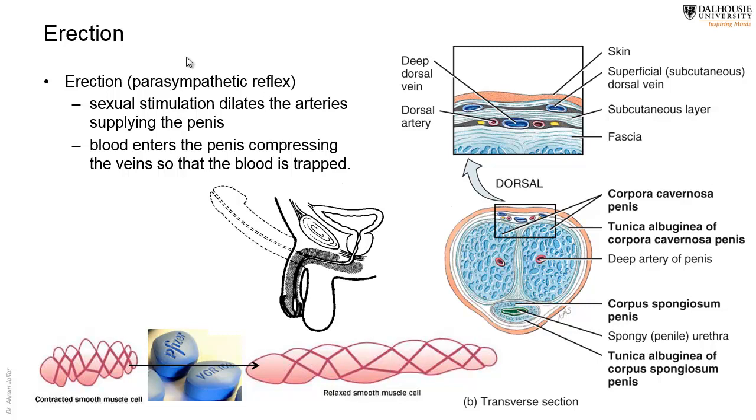And as these arteries are dilated, they will gush the blood, and the blood will therefore obstruct the veins, because the veins have thinner walls than arteries, so they can be easily obstructed. So the blood comes to the penis but will not leave the penis, because the veins are going to be closed because they have thin walls. So the blood enters the penis, compressing the veins so that the blood is trapped in the penis.